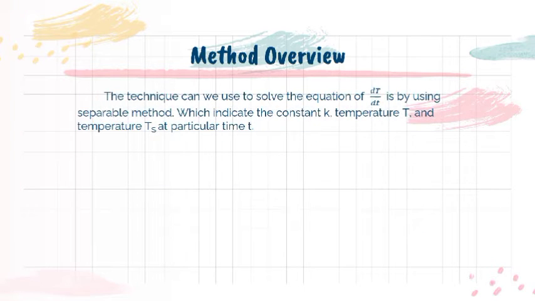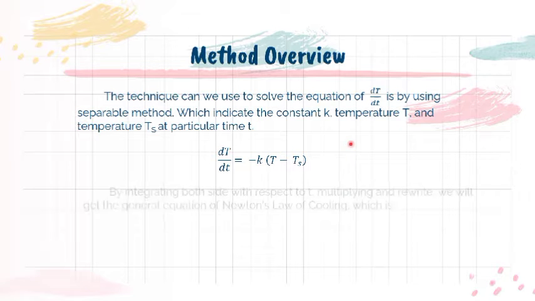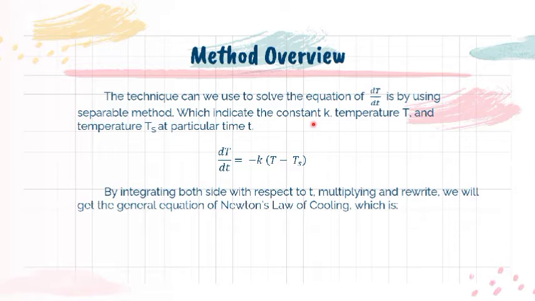The technique that can be used to solve the equation is the separable method, which involves the constant k, temperature T, and temperature Ts at a particular time t. This is the general equation, and when you use the separable method, it becomes 1 over (T - Ts) dT equal to negative k dt.